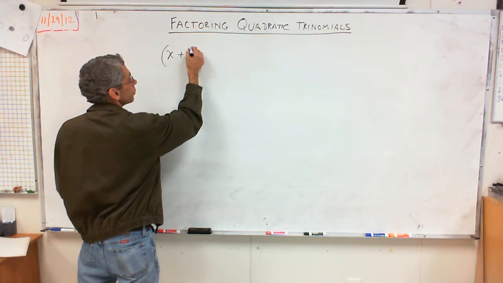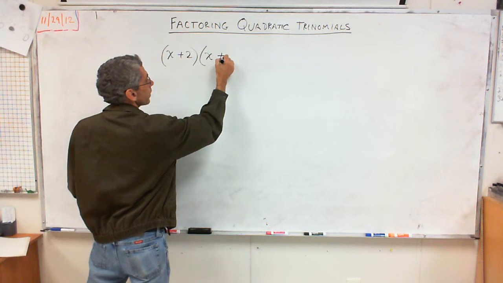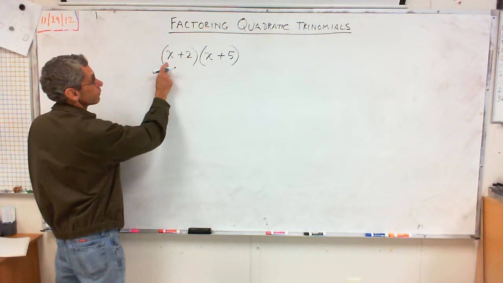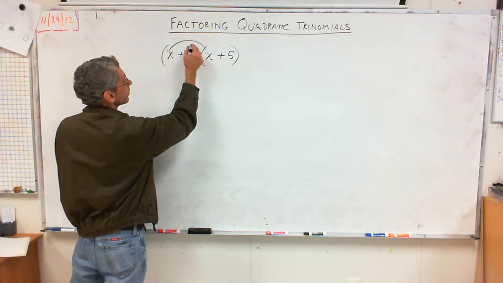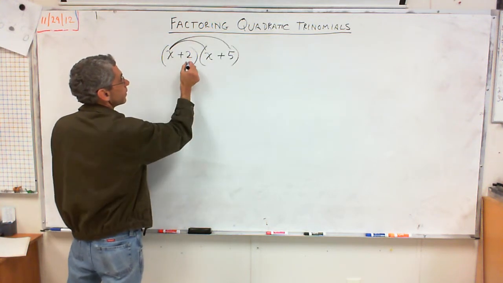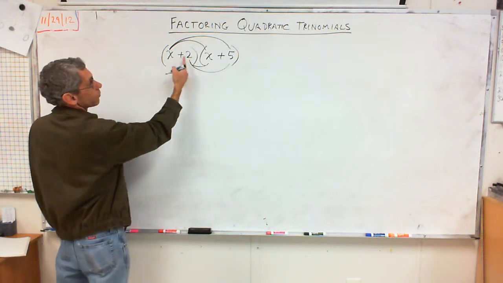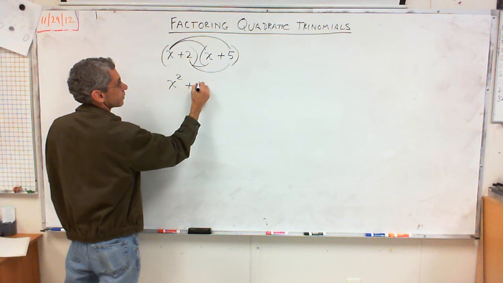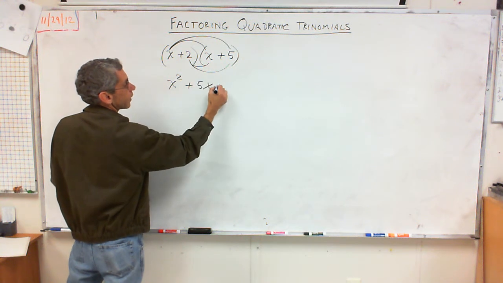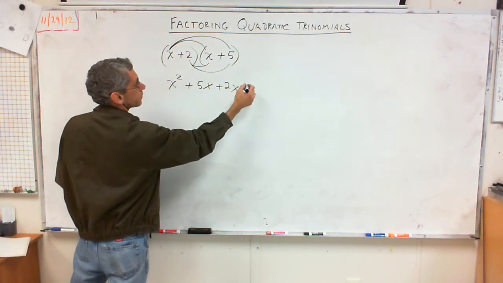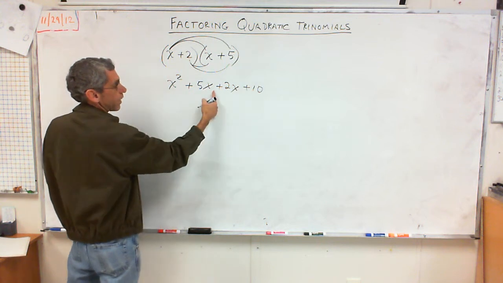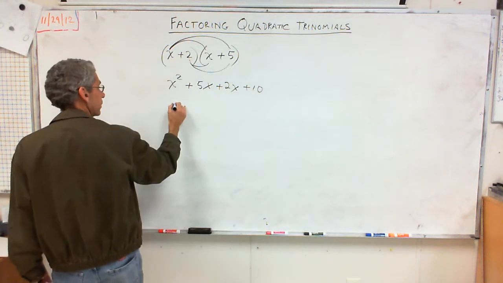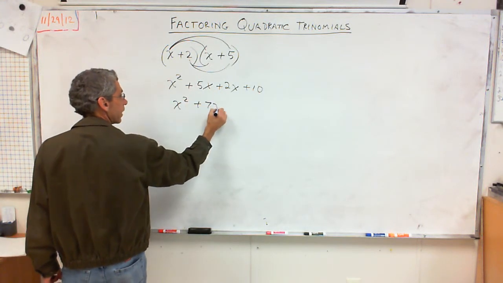Instead, I'm going to first start by just doing this. x plus 2 times x plus 5. And I'm going to multiply it out using FOIL. First, I'm going to do first times first, then outside, inside, last. So first is x squared. Outside is 5x. Inside is 2x. Last is 10. So 5x plus 2x is 7x. So my final answer is x squared plus 7x plus 10.